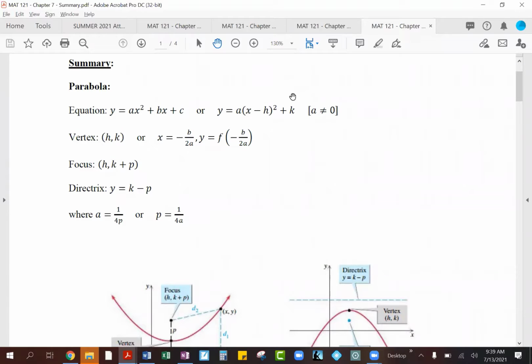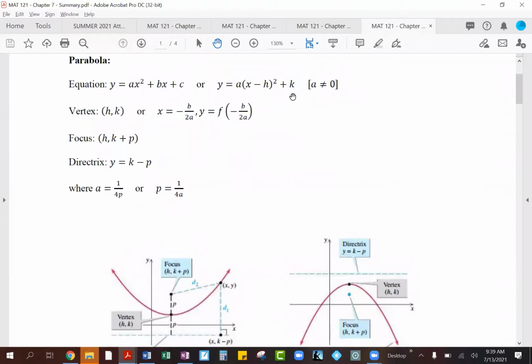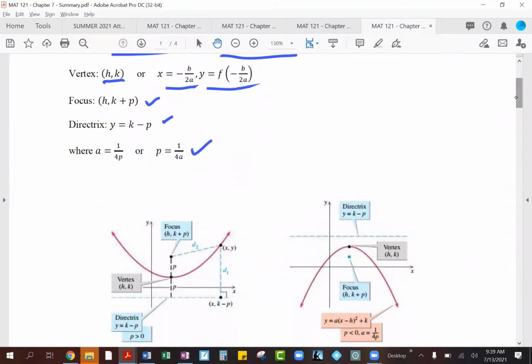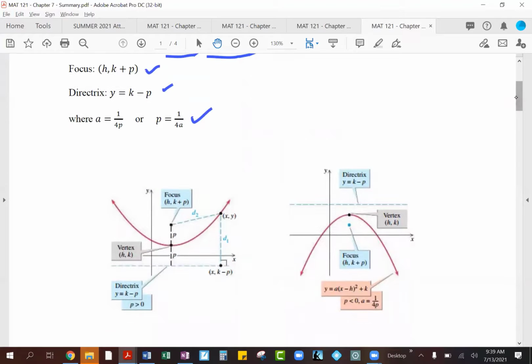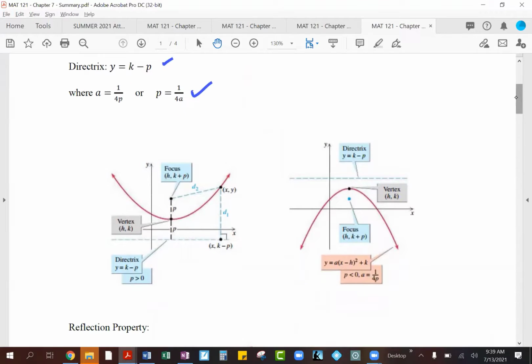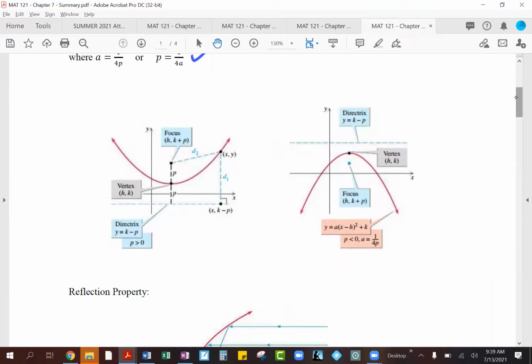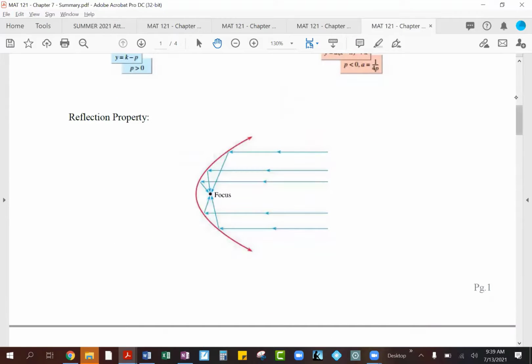Equations for your parabola, what the vertex would look like. This can help you find the vertex for your parabola if you are looking at it in the standard form. Of course, if it's in the transformation form, it's easy to identify the vertex. Your focus, directrix, the relationship between the A value and the P, which is the distance between the vertex and the focus, and vertex and the directrix, both your graphs and the reflection property.